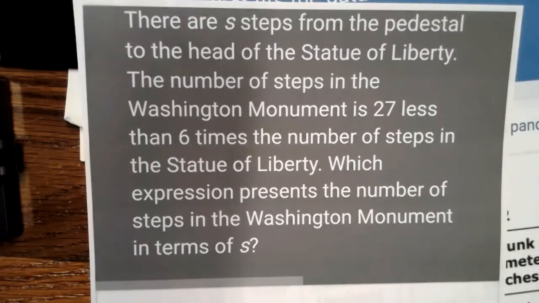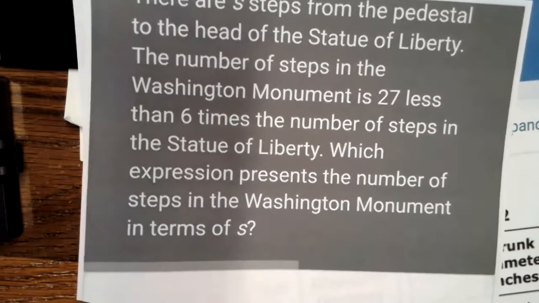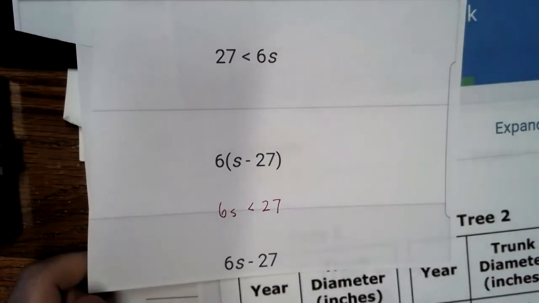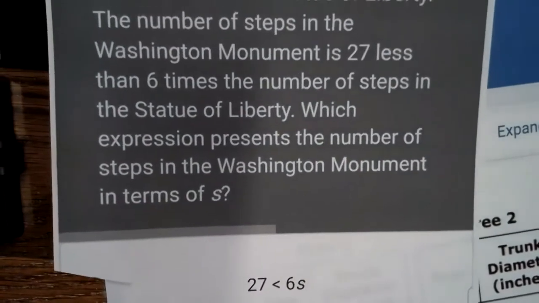There are S steps from the pedestal to the head of the Statue of Liberty. The number of steps in the Washington Monument is 27 less than 6 times the number of steps in the Statue of Liberty. Which expression presents the number of steps in the Washington Monument in terms of S? And then here are the 4 answers they give us. However, I'm not even going to look at the answers. I'm just going to do the problem.